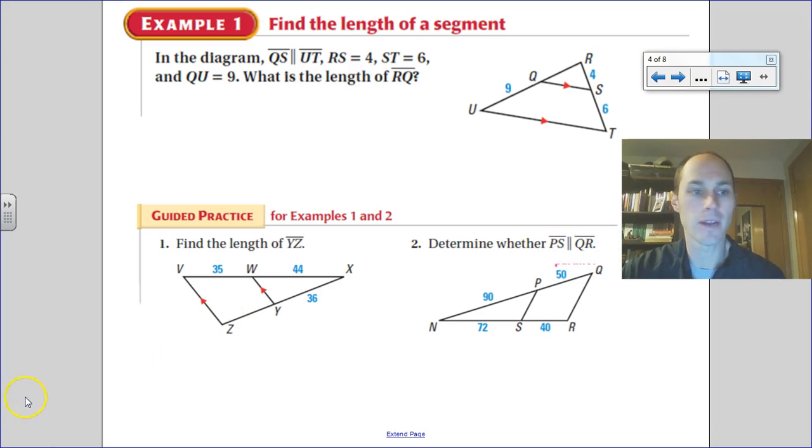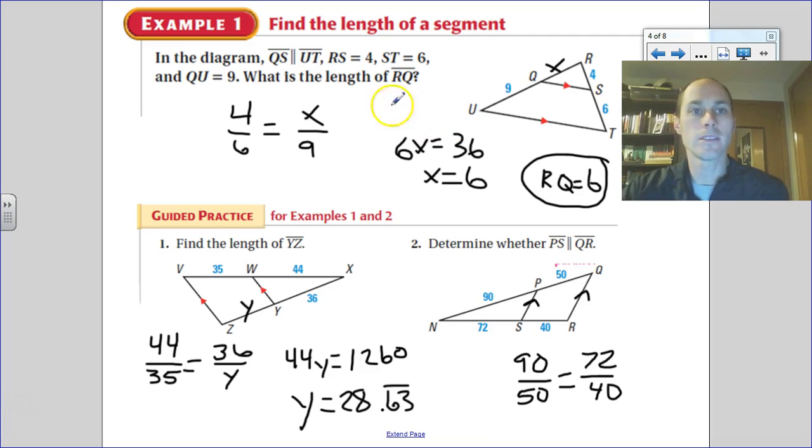Restart the video when you're ready to check your answers. All right, so since this is the side splitter theorem, two lines are parallel. I can match up the sides, which should be proportional, so 4 to 6, same way that x goes to 9. Solve that proportion. I have 6x equals 36, x equals 6, so RQ is a length of 6.